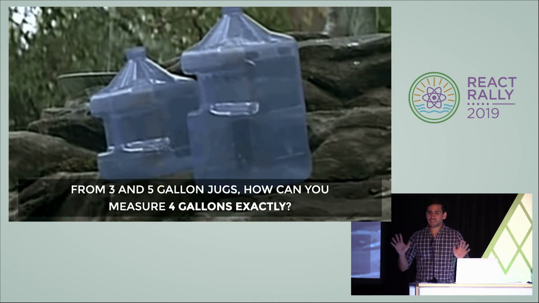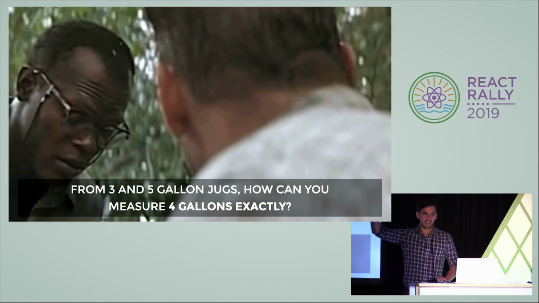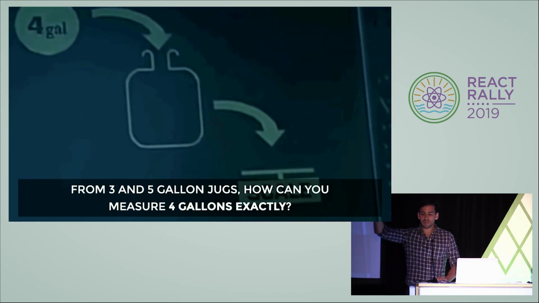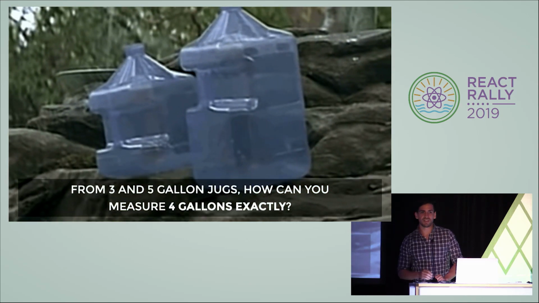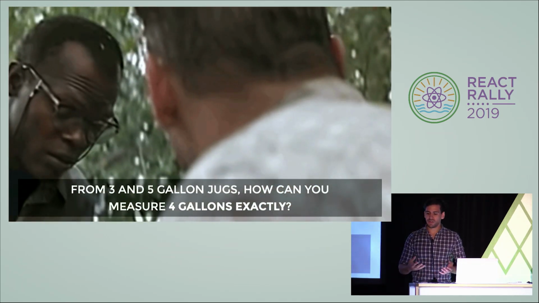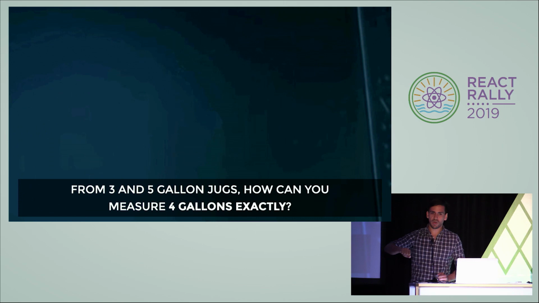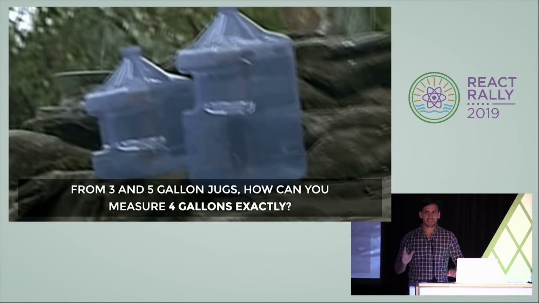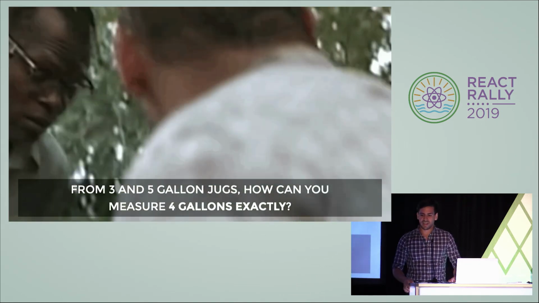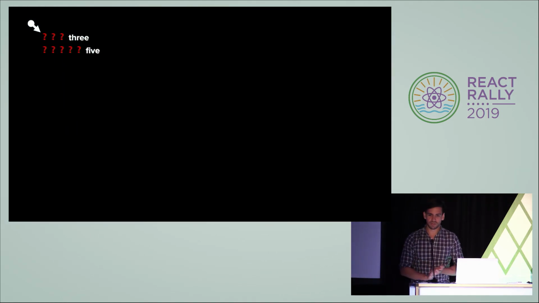So let's do a puzzle over here. How many of you have seen Die Hard? So you might remember this puzzle, okay? From 3 and 5 gallon jugs, how do you measure 4 gallons exactly? You could pour water into one, you could transfer water from one to the other. It's a nice, tricky puzzle, and so let's try to figure out a solution.